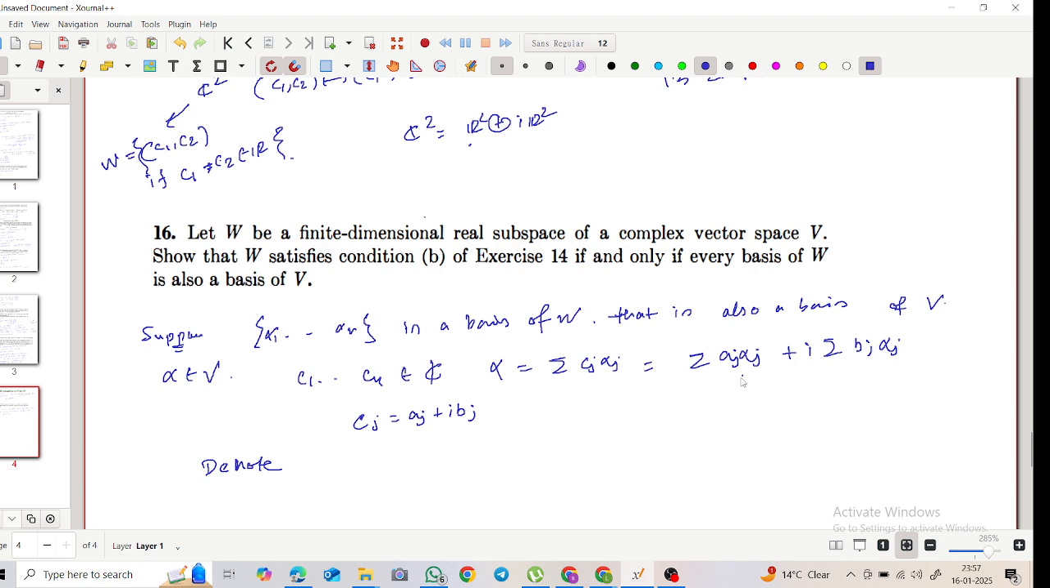And naturally, this is the real part sort of thing. So denote beta by summation Aj alpha j and gamma by summation Bj alpha j. Then alpha is just beta plus i gamma. Okay.